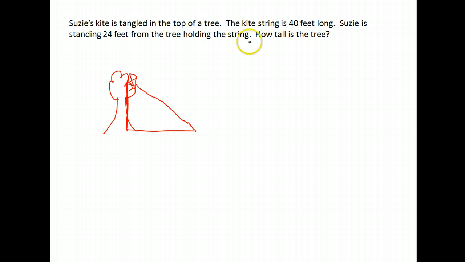Okay, what things do we know? We know the length of the kite string. So here's our kite string going over to Susie. It's 40 feet long. She's standing 24 feet from the tree. So this is our distance along the ground here. She's 24 feet away from the tree. We want to know the height of the tree. Again, we have a right triangle, so we're going to use our Pythagorean theorem, that a squared plus b squared equals c squared.